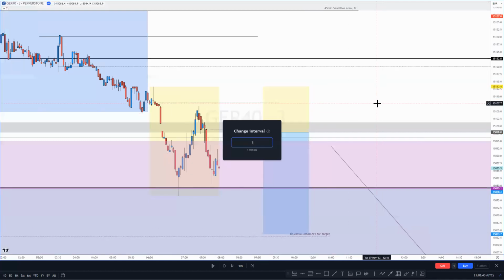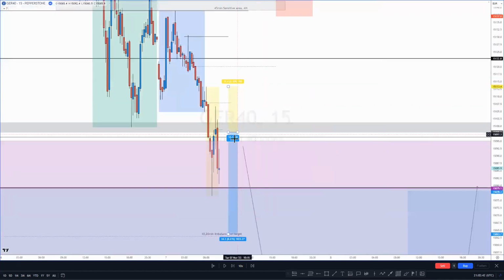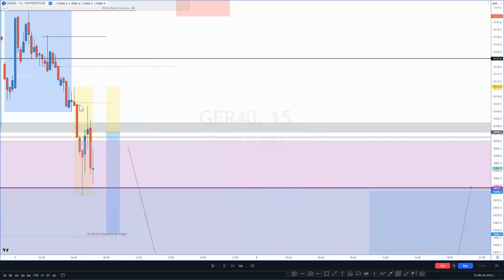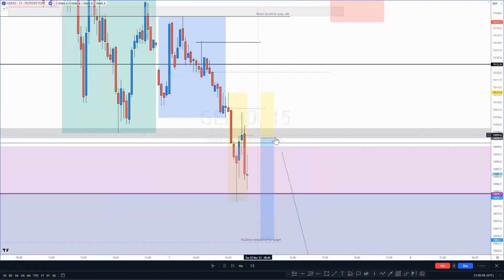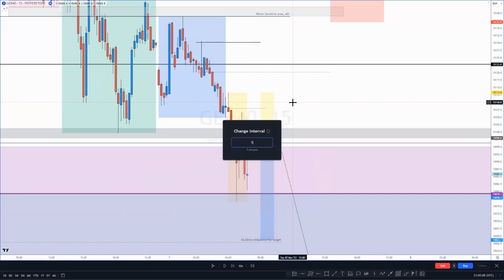But the beauty one was on the 15 minutes. If you look at the 15 minute, this was the zone right here. Okay, look at this. So this is where I thought, if we can just wick up, I'd like to take a sell from up here. That would be where the money is. Okay, now let's just go candle by candle.